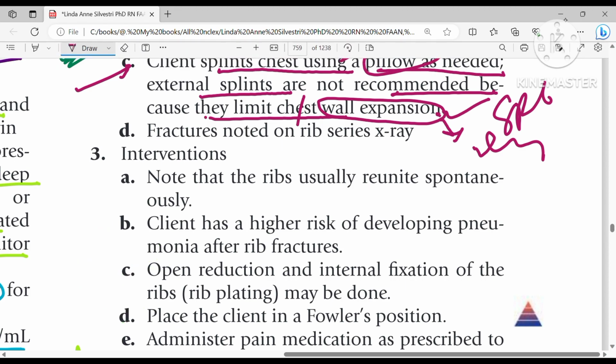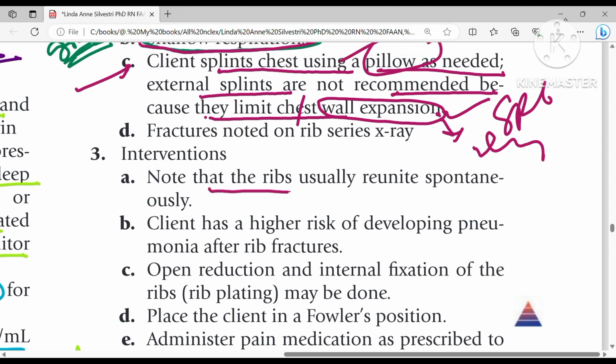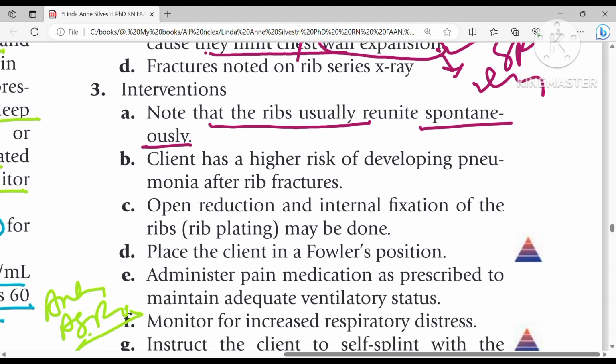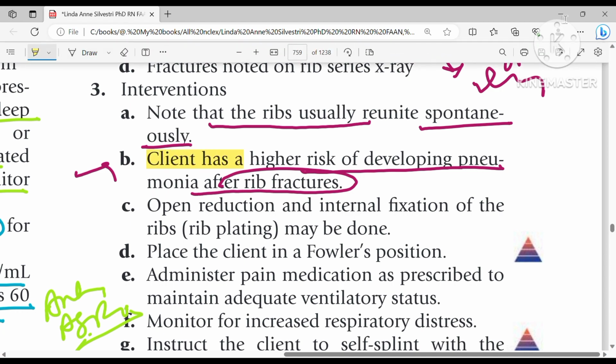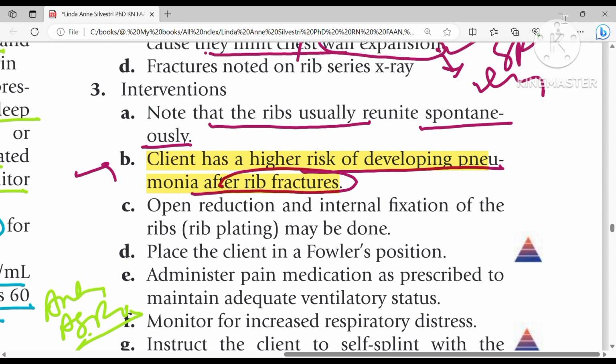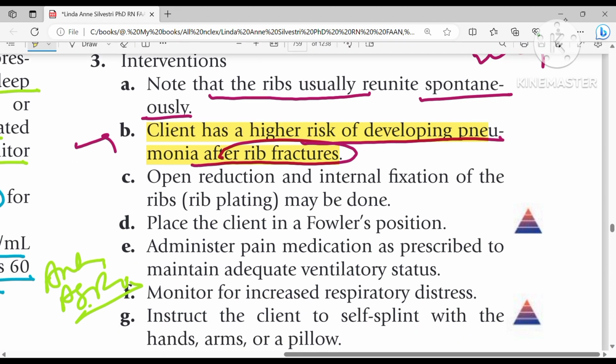Now, what are the interventions we need to do? Note that ribs usually reunite spontaneously, and the client has a higher risk of developing pneumonia after rib fracture. This is a very important point. The client has a higher risk for developing pneumonia after rib fracture.